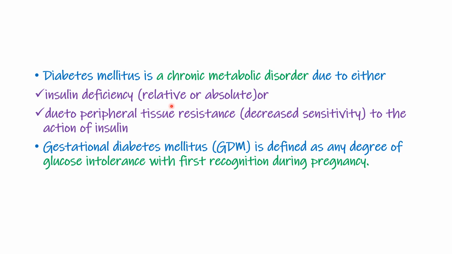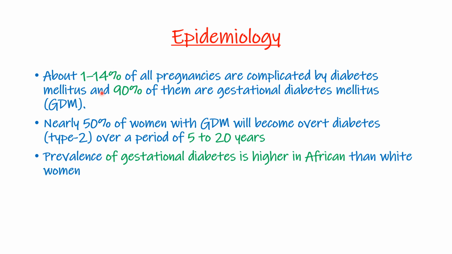Insulin resistance, which could be relative or absolute, is due to peripheral tissue resistance and decreased sensitivity to the action of insulin. So, gestational diabetes mellitus is defined as any degree of glucose intolerance with first recognition during pregnancy. So, epidemiology: about 1 to 14% of all pregnancies are complicated by diabetes mellitus, and 90% of them are usually gestational diabetes mellitus. Nearly 50% of those with gestational diabetes mellitus will become overt. Overt is the normal diabetes that normal individuals usually have, especially type 2, over a period of 5 to 20 years. Prevalence of gestational diabetes mellitus is higher in Africans than whites.